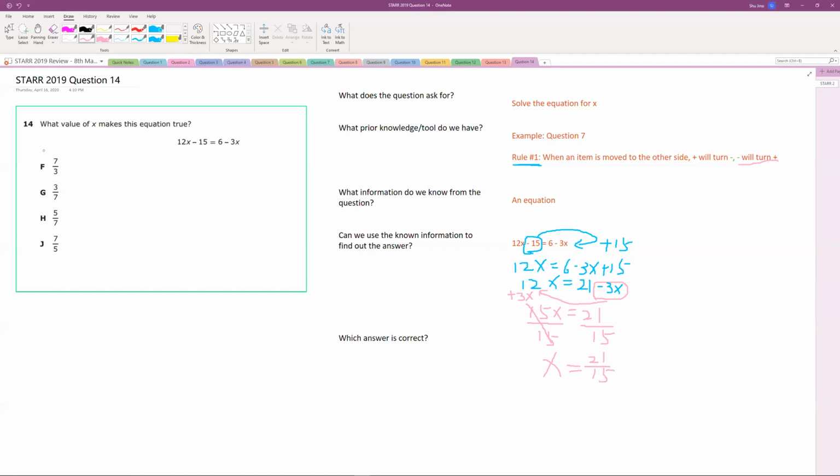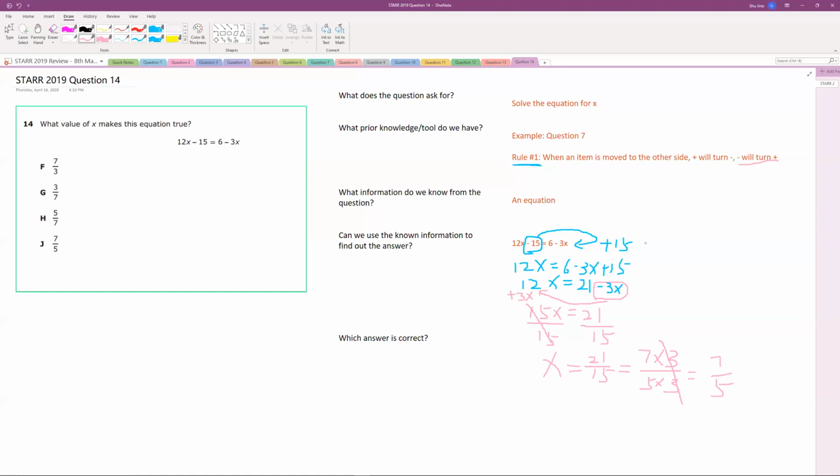Well, there's not one answer choice that says 21 over 15. That is because we have not further simplified. We need to simplify this answer. 21 equals 7 times 3, and 15 is 5 times 3. To simplify this, we can cancel the 3 on the top and on the bottom, and this equals 7 over 5.